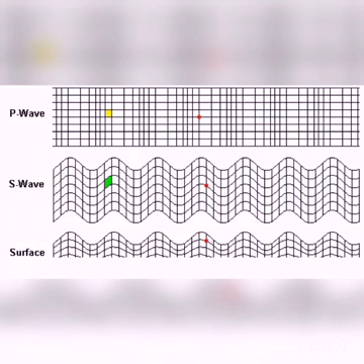Primary waves are also called P waves. Secondary waves are also called S waves. Surface waves are also called L waves. So first let me tell you all about the primary waves. Primary waves are also known as longitudinal or compressional waves. These are the fastest earthquake waves and the first waves to reach the surface. They can pass through solid, liquid, and gaseous matter.